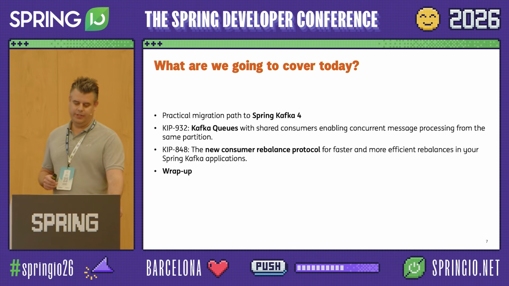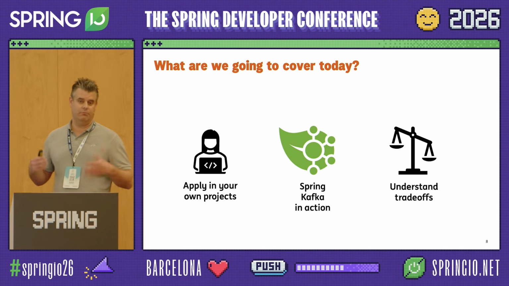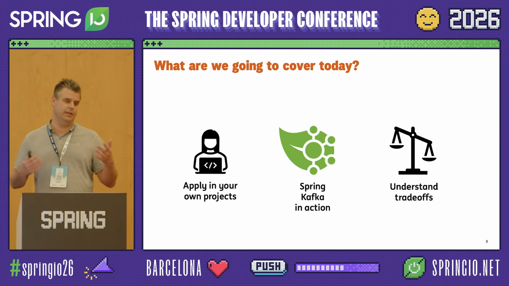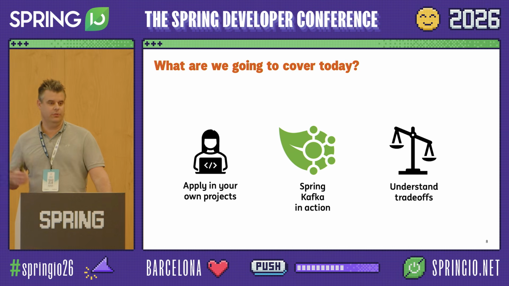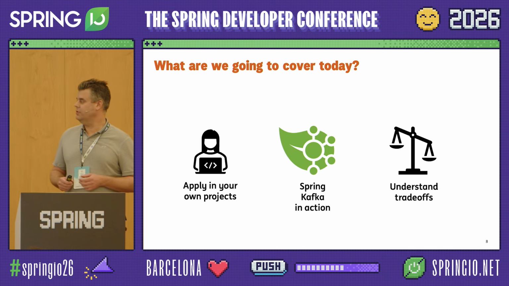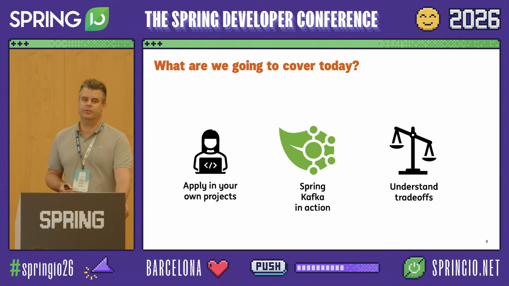So my goal for today is to show you code, running applications. Of course, there are a couple of slides to explain the concept here, but you can apply this in your own projects using Spring Kafka in action in the demos, and you will also understand the trade-offs between the new features and whether or not you can start using them in your own solutions.